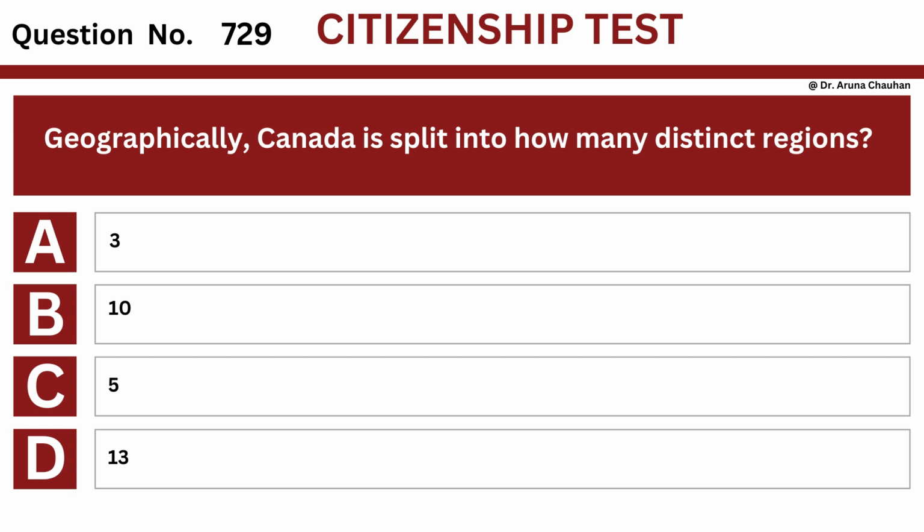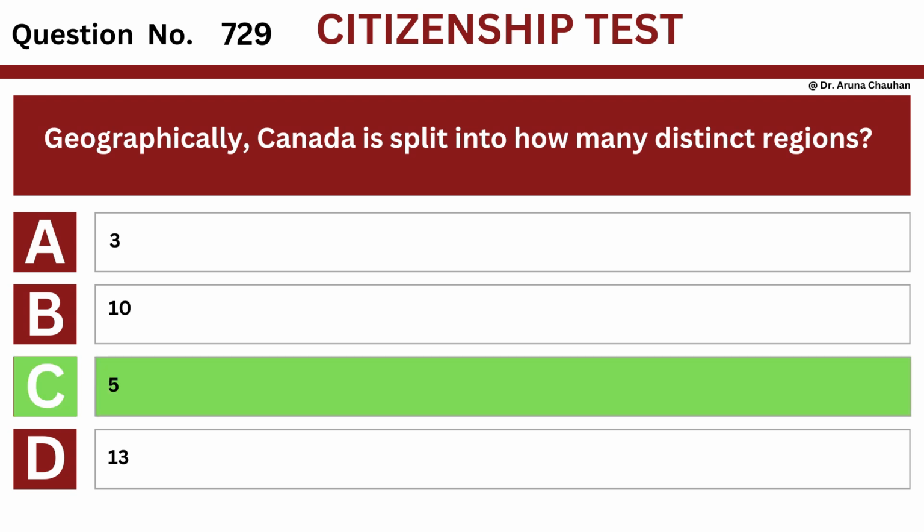Question number 729. Question: Geographically, Canada is split into how many distinct regions? Option A, 3. Option B, 10. Option C, 5. Option D, 13. The answer is option C, 5.